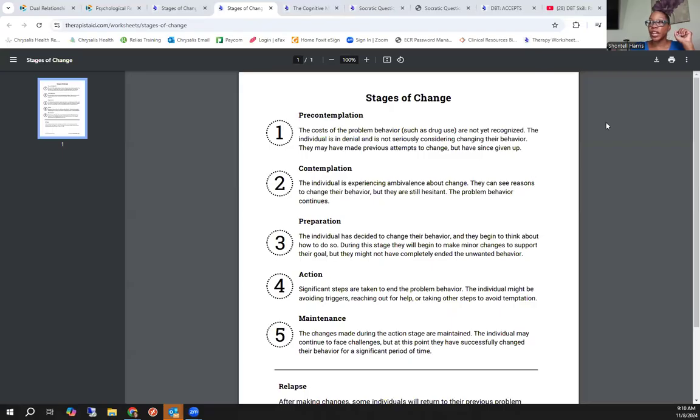All right, so stages of change. We have the pre-contemplation stage, which is a stage that we're all in when we first start counseling, okay? So you have a problem behavior. Could be drugs, could be anything, but let's just, in this scenario, say it's drugs. You might not recognize what the problem really is. You might be in denial about it, or you're not really serious about change. You're not really sure if you really want to change your behavior.